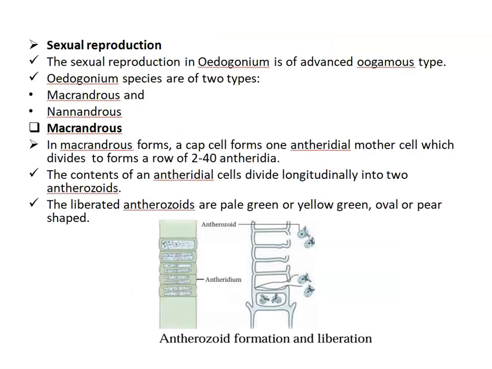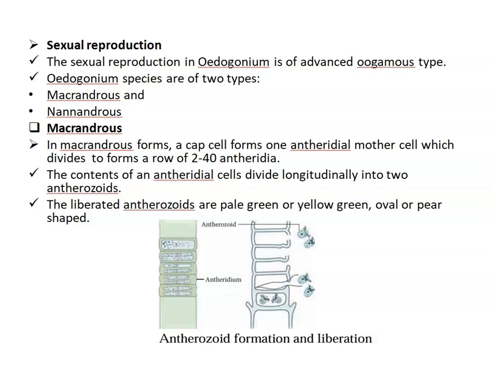Next is sexual reproduction. Sexual reproduction in Oedogonium is of advanced oogamous type. Sexual reproduction is more frequent in still waters than in running water. Male gametes are produced in antheridia. Antheridium is the male sex organ, and the female gametes are produced in oogonium. Oogonia are the female sex organs.